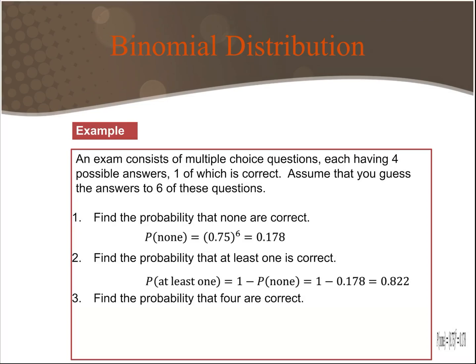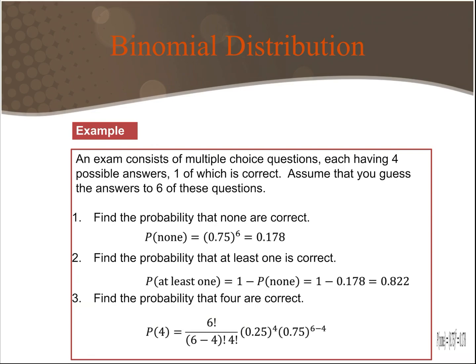Well, we have a binomial distribution here. We have right or wrong, so correct or incorrect. We have a fixed number of trials. We have 6. Everything has an equal chance of being correct if you're guessing. And they're independent of each other. So we can use that nasty formula from before.